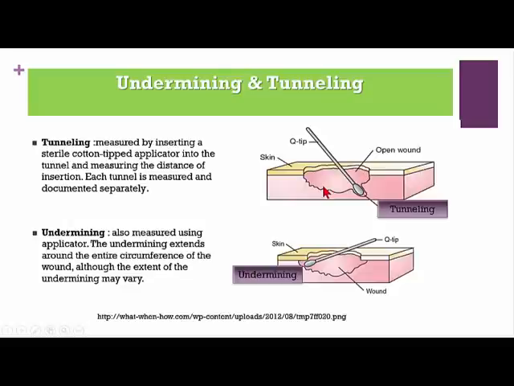And undermining is measured with the same Q-tip, meaning a sterile cotton tip applicator, and the undermining extends around the entire circumference of the wound. Although the extent of the undermining may vary, like if it is circular, like this way, they will measure the undermining, and for tunneling they measure the distance of insertion up to the end of the tunnel.